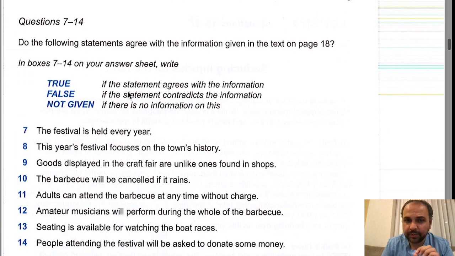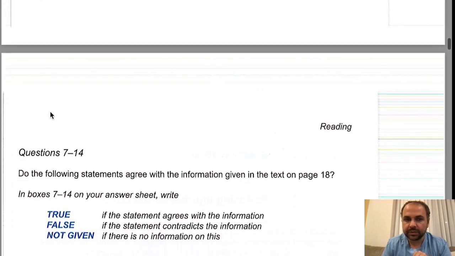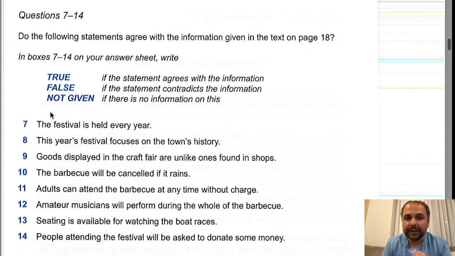Number 10. The barbecue will be cancelled if it rains. Now, the text clearly says that the barbecue will be held in Palmer's Field or in the town hall if there is rain, so it won't be cancelled. The information was false.